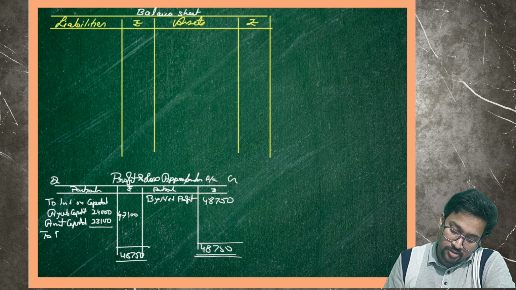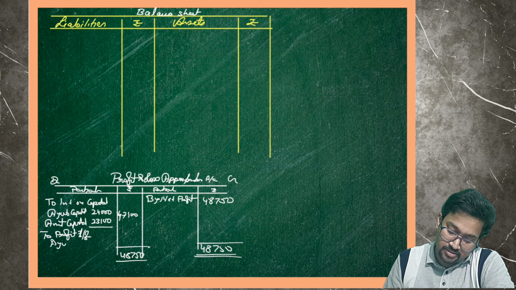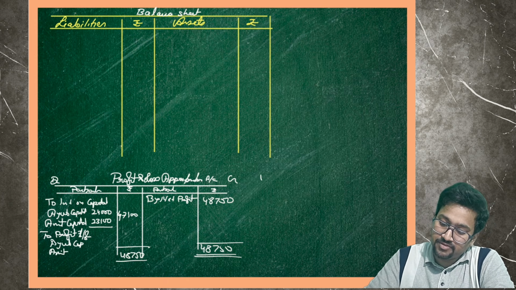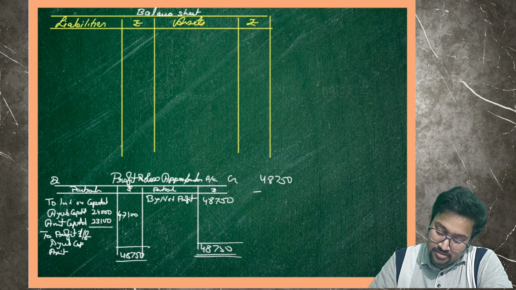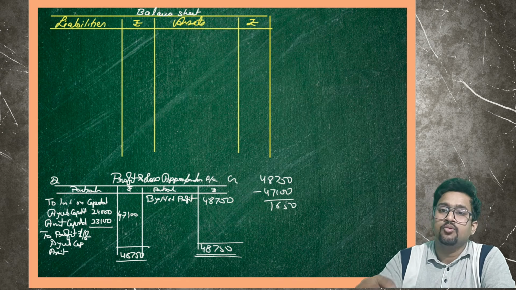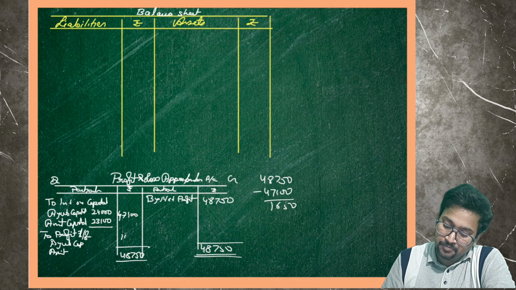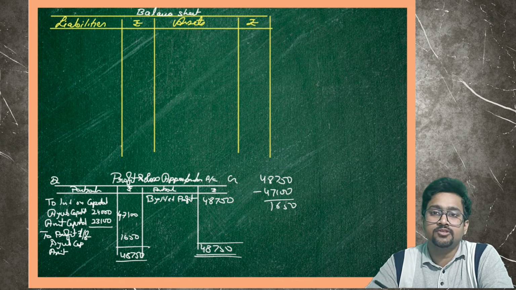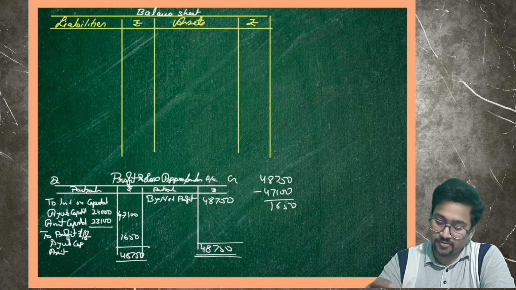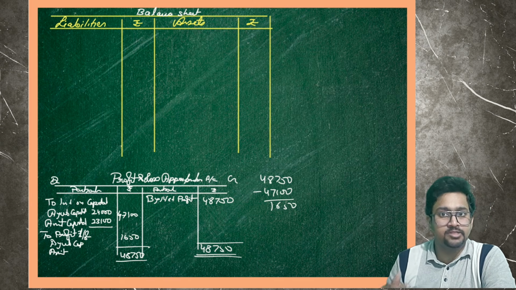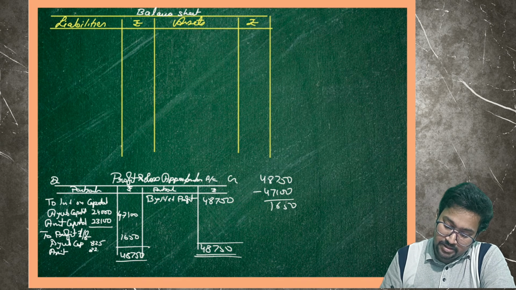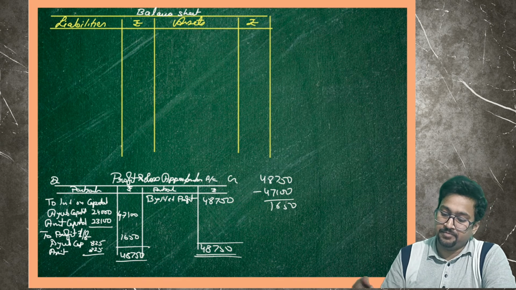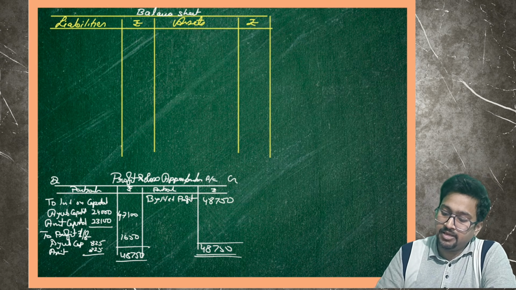So now next we have to write the profit transferred. The first one is Ayub capital and the second one is Amit capital. 48,750 minus 47,100, so it's 1,650. 1,650 is the shortfall this side. So this 1,650 will be divided equally among these two partners. Okay, so it will be 825 rupees to both of them. So 825. Now this is our PL appropriation account.